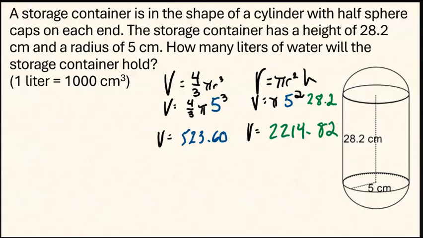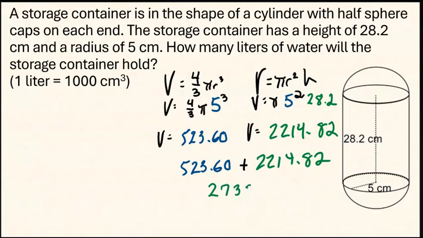Now, I am going to take these two numbers and add them together. When I add these together, I get 2738.42. So 2,738 and 42 hundredths. And what I have to do now is convert that to liters.